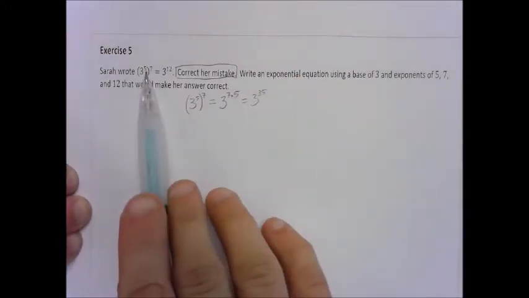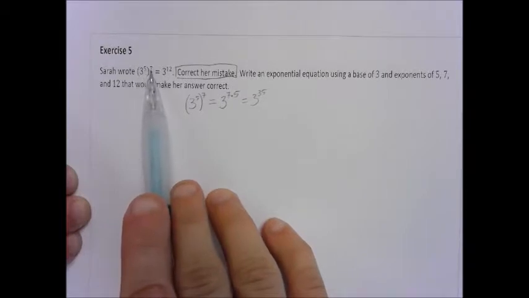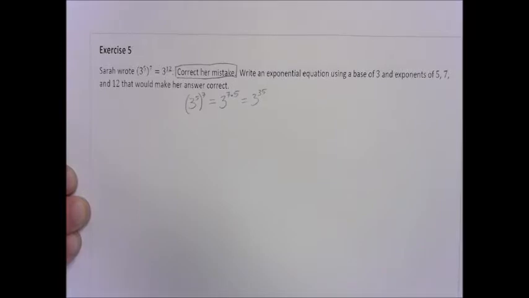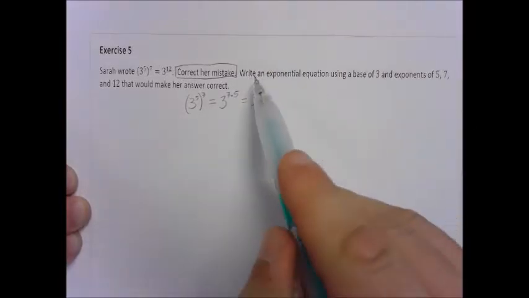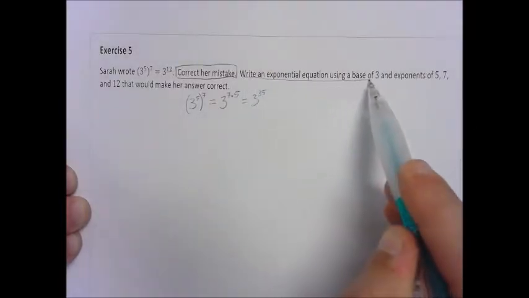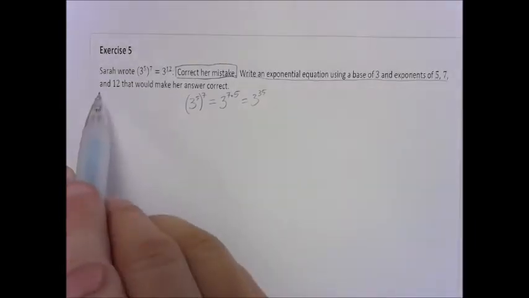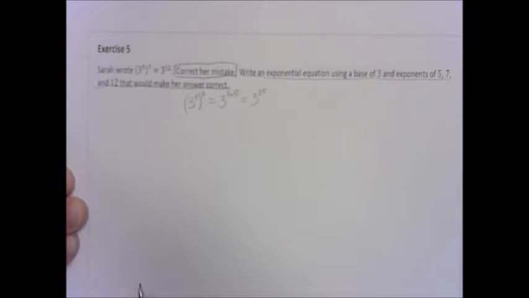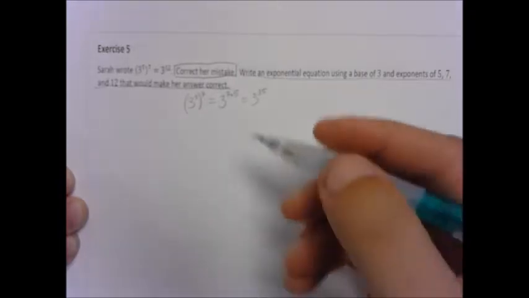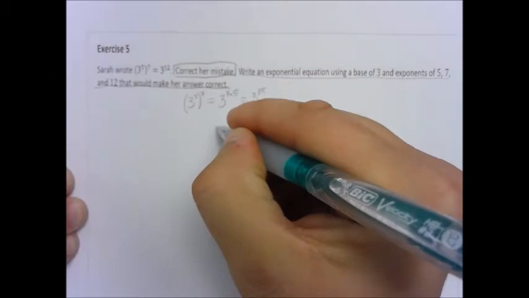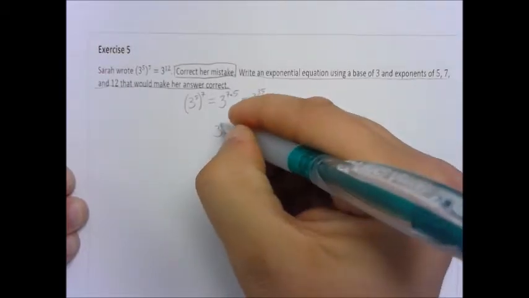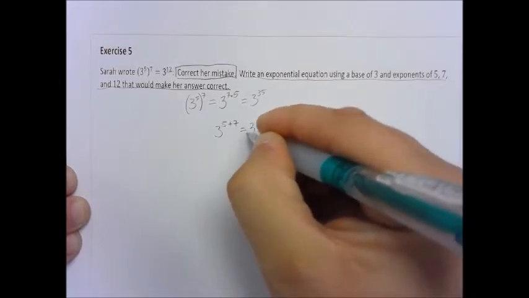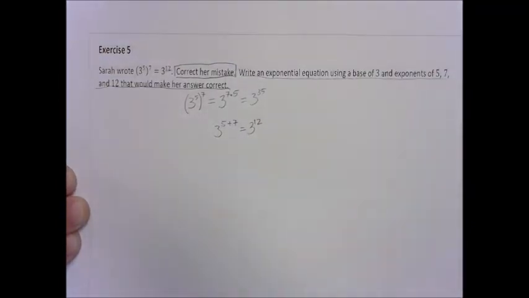If you look at it, 5 and 7, she actually just added those two together. So now what we need to do is solve our second part of the question. Write an exponential equation using a base of 3 and exponents of 5, 7, and 12 that would make her answer correct. In order to do that, we would have to show that 3 to the 5 plus 7 power is actually 3 to the 12th power.